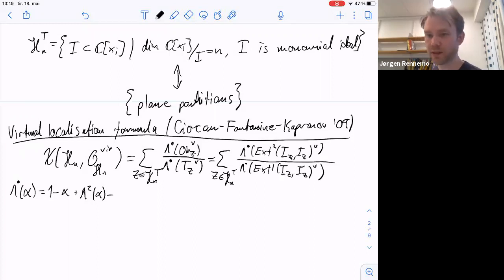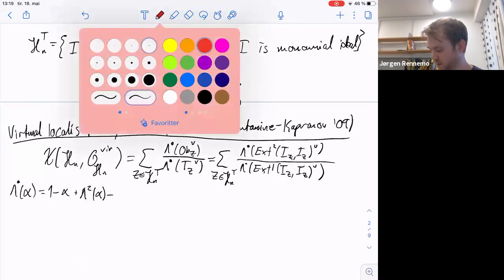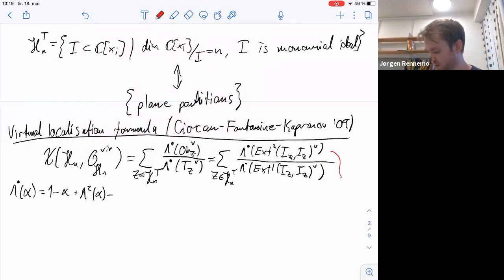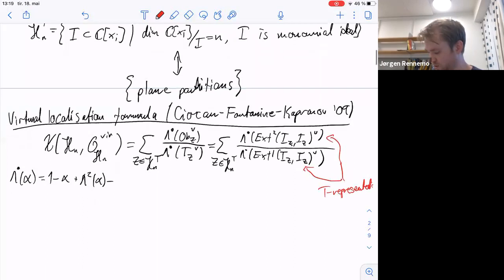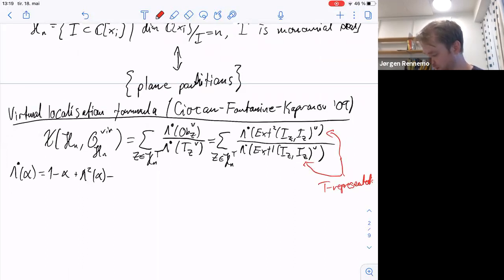Okay, so how do we interpret these things? I should clarify that these things, these sext groups here, are T representations. That means by taking a trace, we are always in computations identifying them with polynomials in the TI.